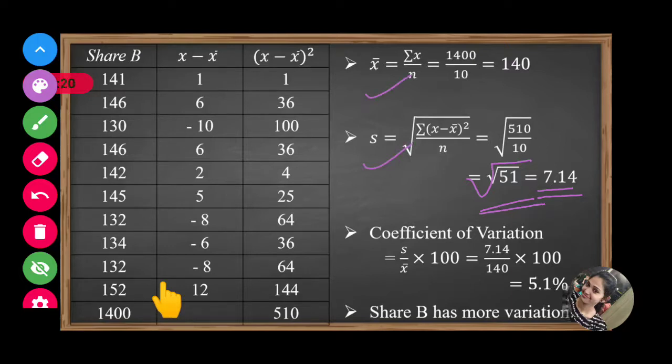Now we will find the relative variation. It means the coefficient of variation: s upon x bar into 100. So s is 7.14, x bar is 140, into 100. Since we are multiplying by 100, we will write the answer as a percentage, 5.1%. That is share B. Here, what is the variation of share A?